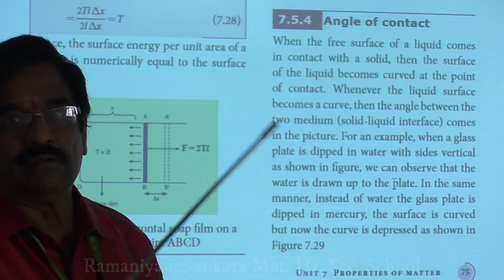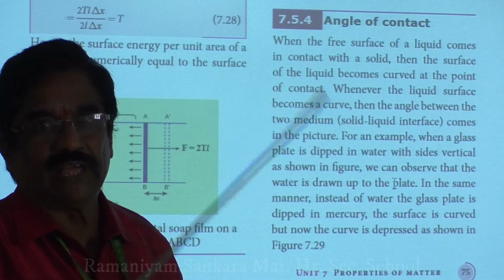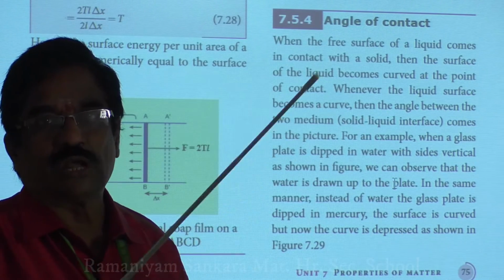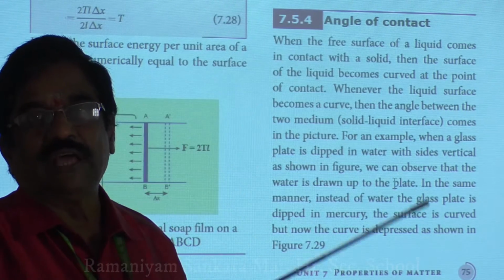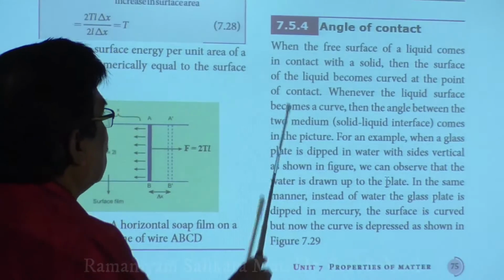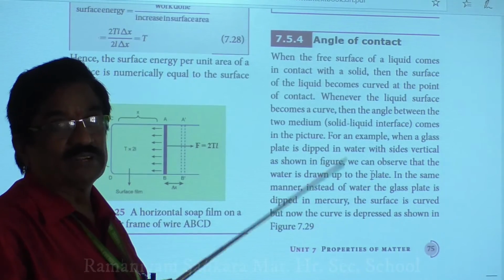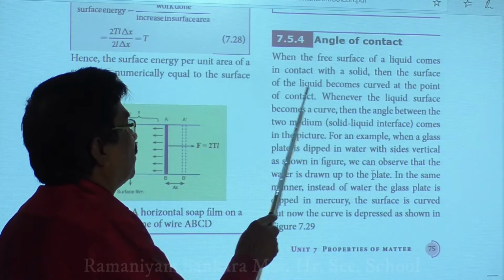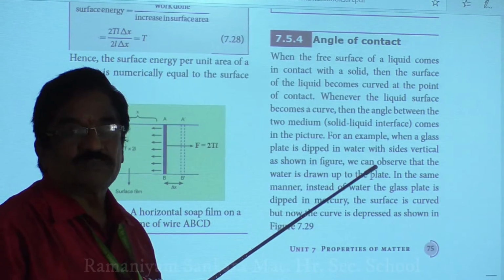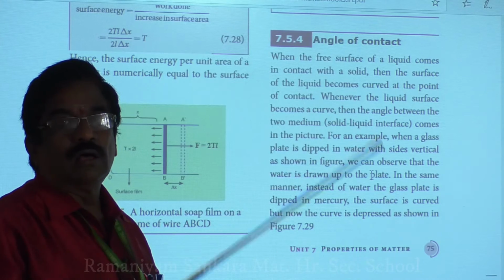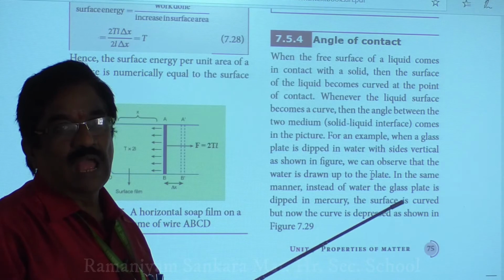Okay, the angle at the upper surface. You can see the angle between the curved surface, the upper or lower meniscus, with the glass, for mercury and for water. When the free surface of the liquid comes in contact with the solid, what is the free surface? The upper surface. Then the surface of the liquid becomes curved at the point of contact where it touches, where water touches the glass tube, and mercury touches the glass tube.